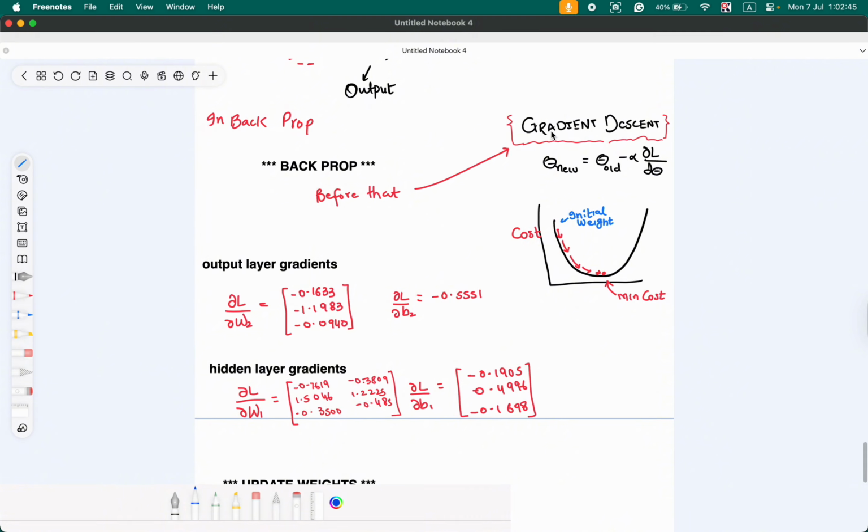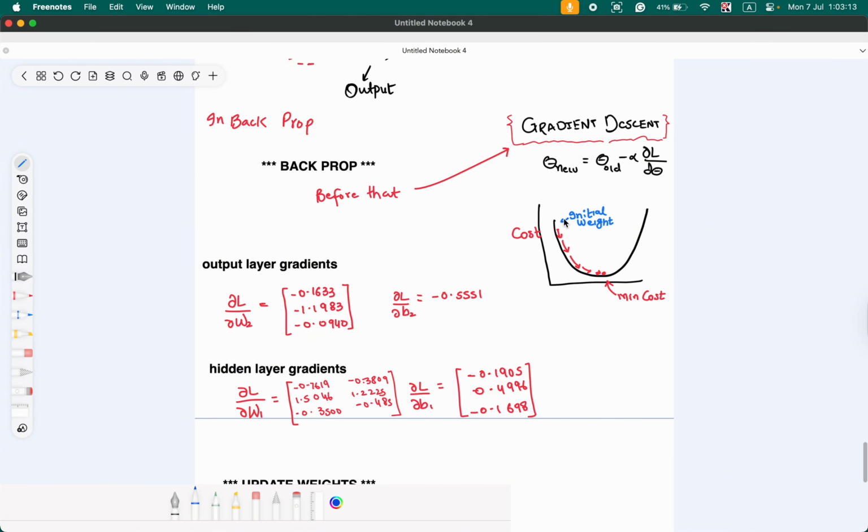There is just one single last formula, which is theta new equals theta old minus alpha times delta L upon delta theta. This is the final formula for gradient descent, and alpha is the learning rate here, so it tells us how big a step we take in the direction of the global minima.